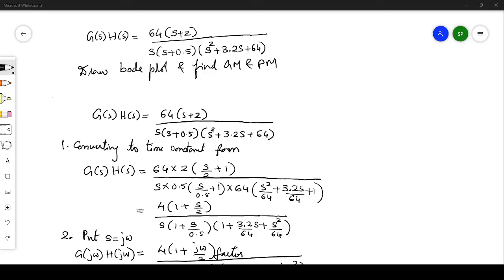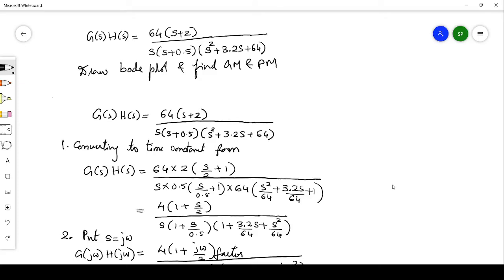Hello everyone. In today's video, I'll be showing how to draw the Bode plot for a transfer function having a quadratic term. Okay, so we have a transfer function here: G(s)H(s) is equal to 64 into (s plus 2) divided by s into (s plus 0.5) into (s square plus 3.2 s plus 64).